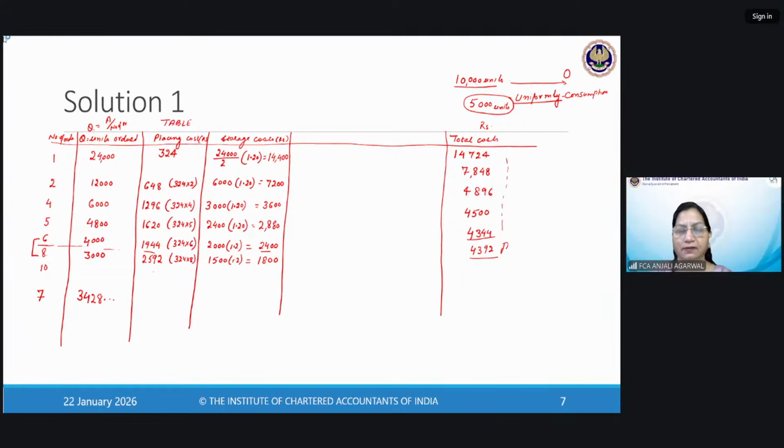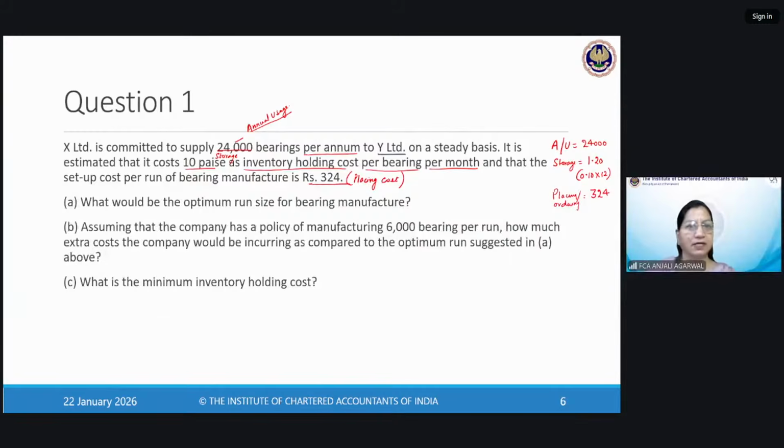Right? Now, what is the second question? How have we calculated storage cost? In this particular question, the storage cost is 10 paisa as inventory holding cost per bearing per month. The period for which we are calculating the EOQ is per annum. So there will be 12 months in a year, 10 paisa into 12. So the storage cost comes out to be 1.20 per annum.